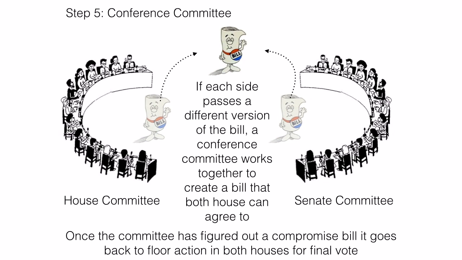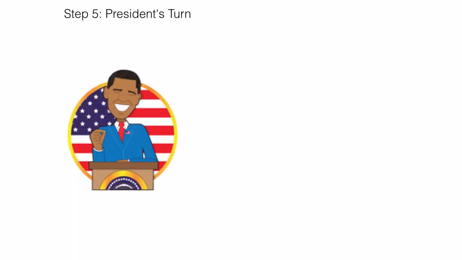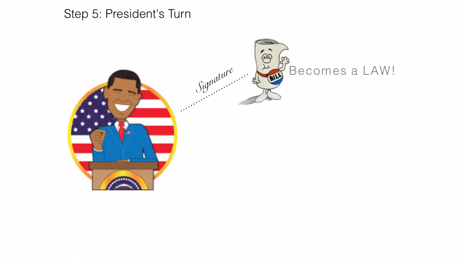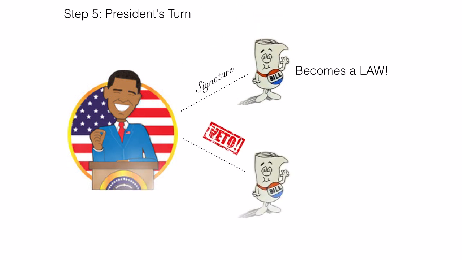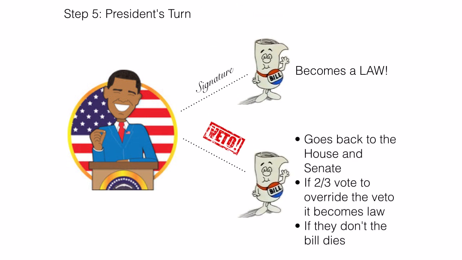After both houses in Congress have approved the bill, it goes to the president. And the president can choose to sign it, which means it becomes a law, or veto it, which doesn't necessarily mean it becomes a law. If the president vetoes the bill, it goes back to the House and Senate. If 2/3 of the House and Senate vote to override the veto, then it still becomes law. If they don't, you guessed it, the bill dies.